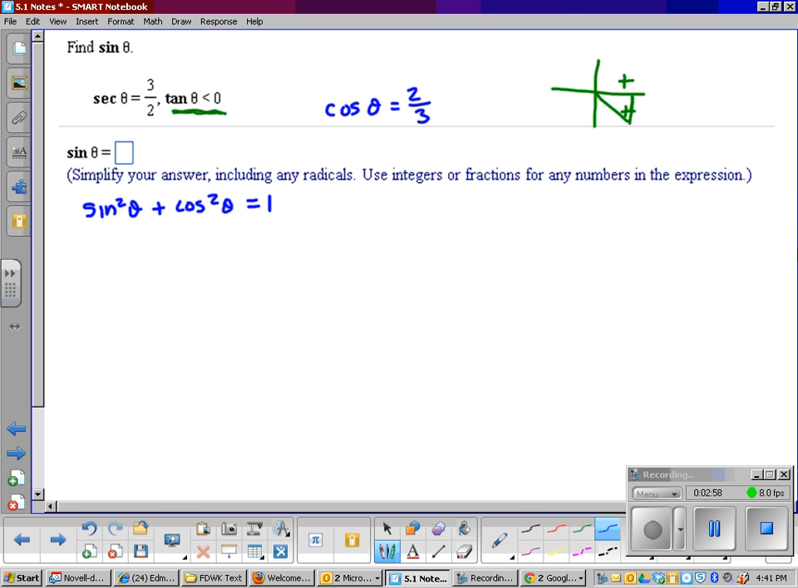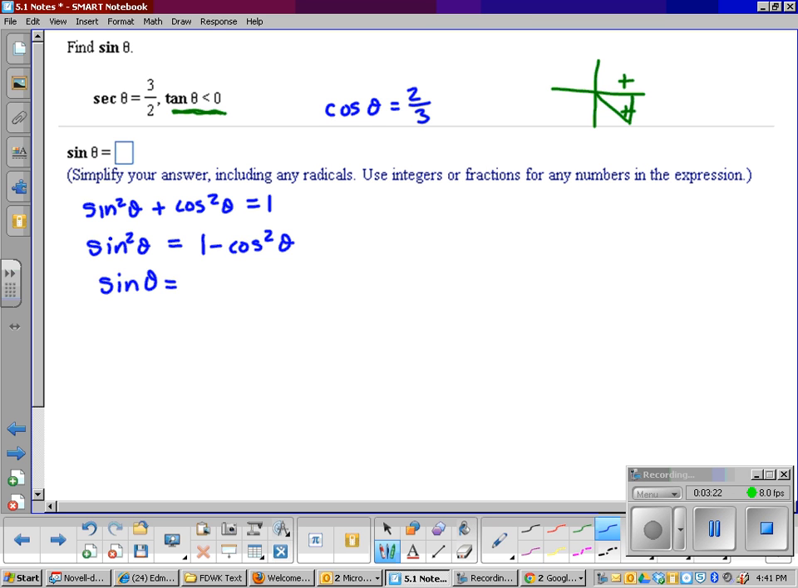So let's go back to our identity and let's solve this for sine theta. Sine squared theta is equal to 1 minus cosine squared theta, just subtracting cosine squared from both sides. And this is a form of the identity that you're going to have to get comfortable with, and you're going to have to be able to recognize that as sine squared theta. And if you practice, then you will be able to recognize it.